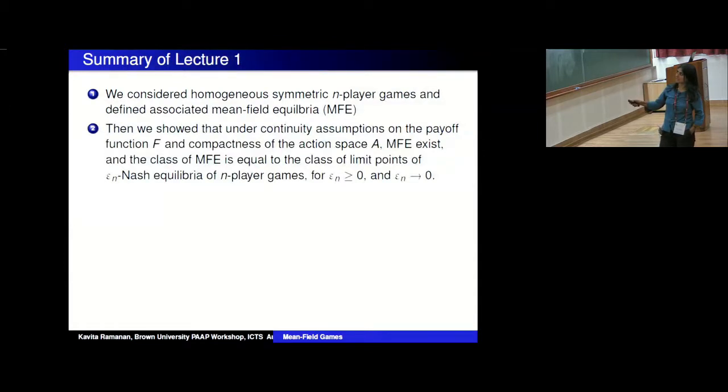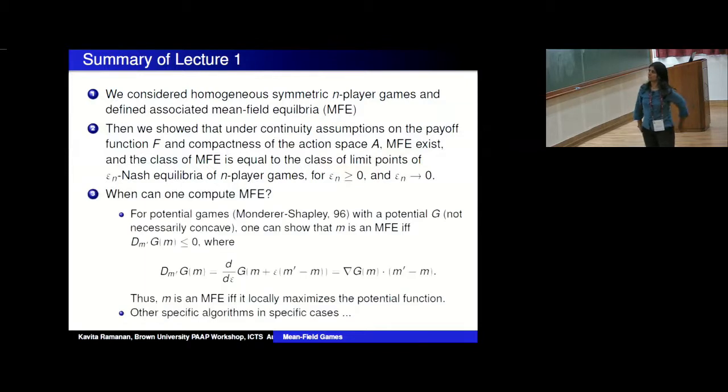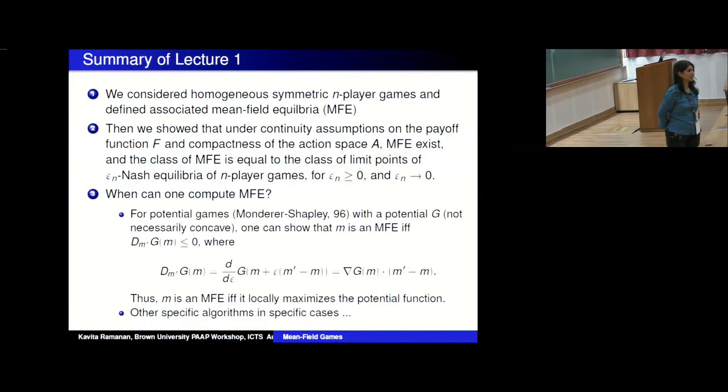And the class of mean field equilibria is actually equal to the class of limit points of epsilon-n Nash equilibria, as epsilon-n goes to 0. Okay, so that's what we showed. But of course, there are some interesting questions about when one can compute MFEs, because remember we said one of the original motivations was that the n-player games are not computable. So then we said, okay, we'll take this limit theorem.